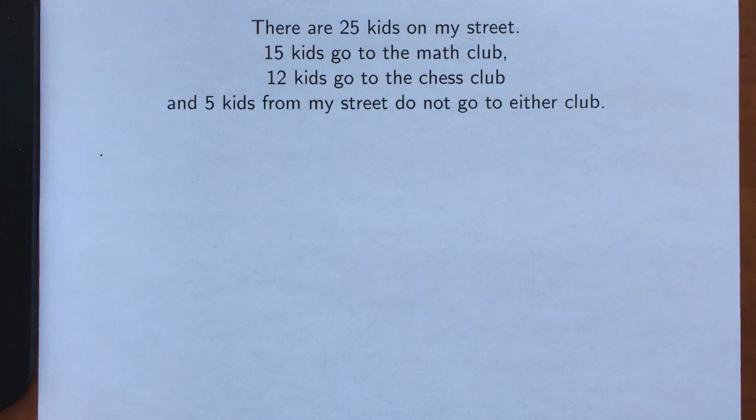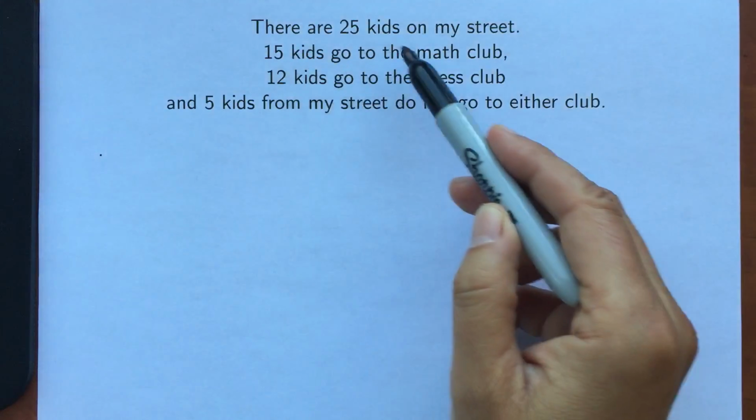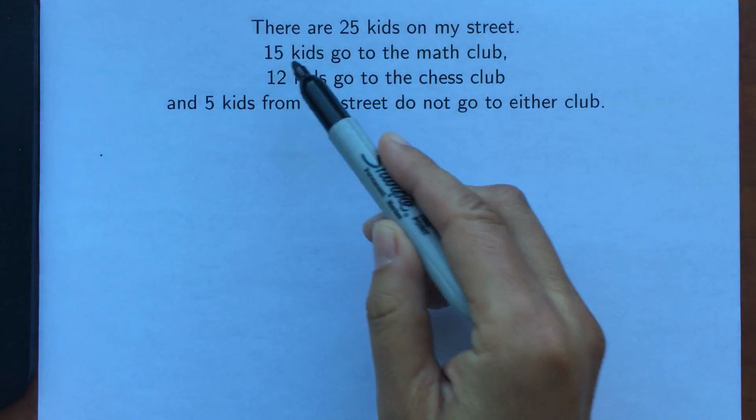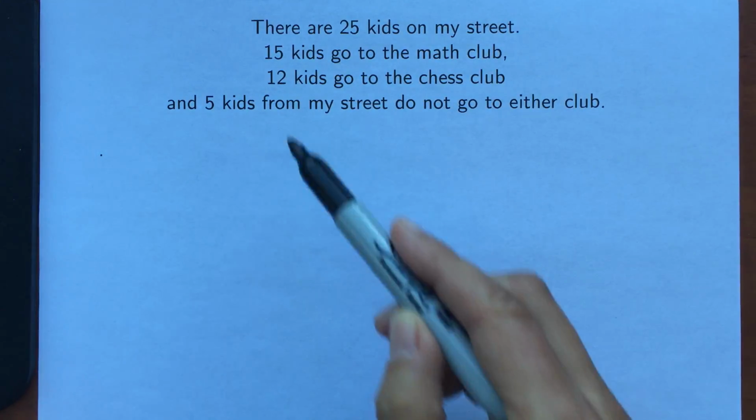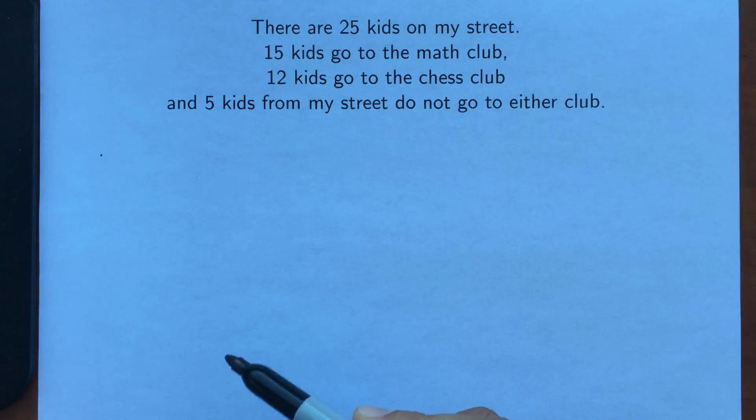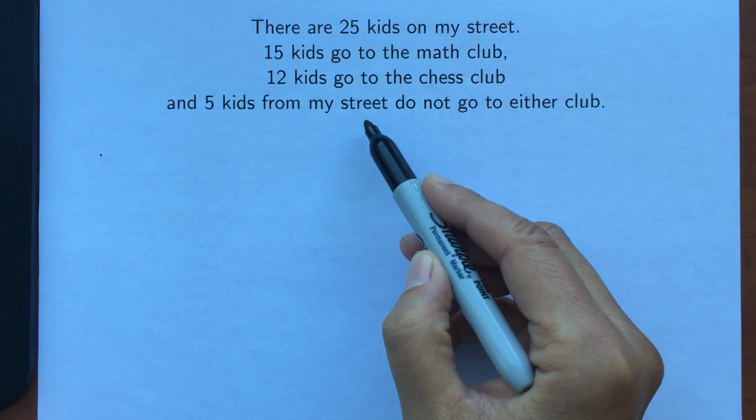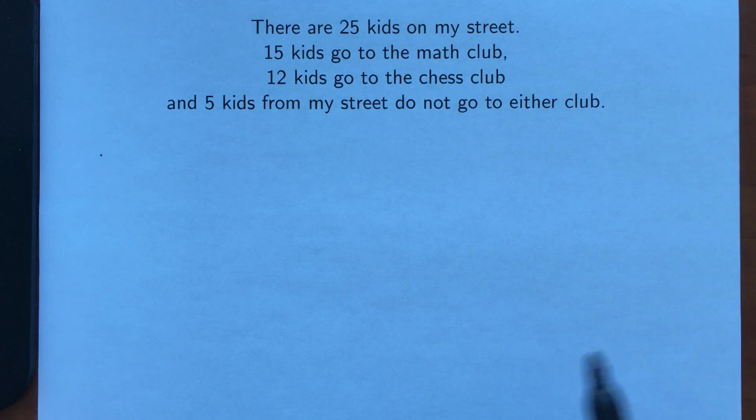So let's take a look at this problem. The problem says that there's 25 kids on my street. 15 kids go to the math club, 12 kids go to the chess club, and 5 kids from my street do not go to either club. Well, as you can see, there's no question asked yet, and that's done on purpose because what we want to do is, first of all, get a good understanding of what's happening here. And actually, we will end up answering more than one question.